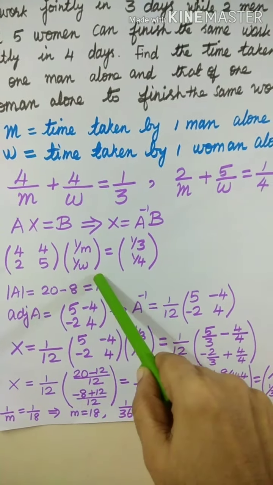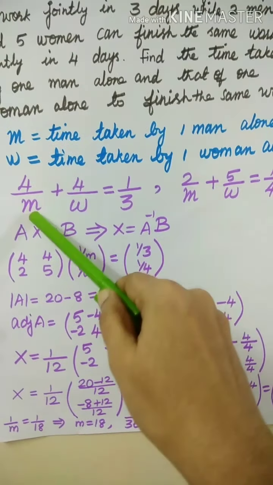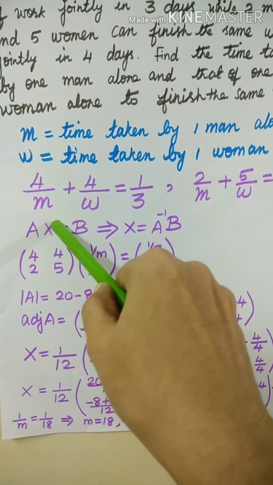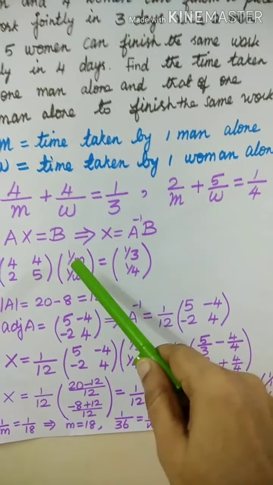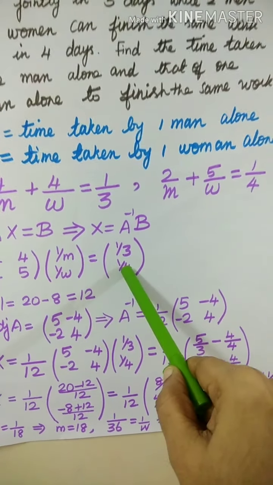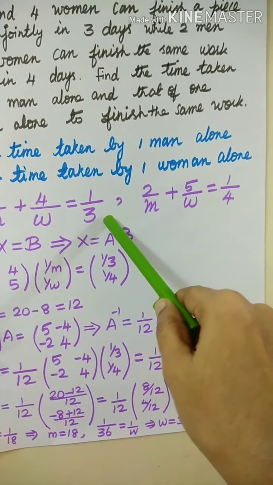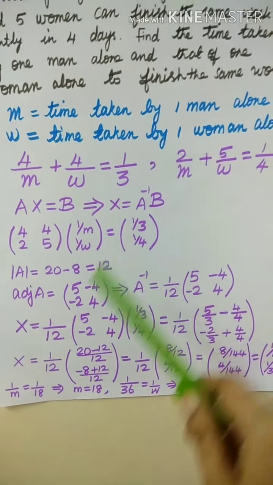How do we write the variables? Usually we write x and y, but here I have 1 by m since m is in the denominator. Similarly 1 by w. So we write 1 by m, 1 by w. And B is the RHS, which is 1 by 3 and 1 by 4. Now we proceed in the same pattern.